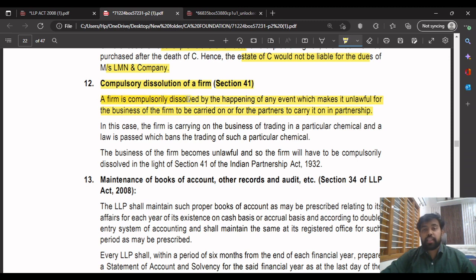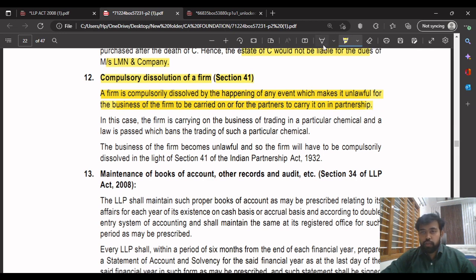A firm is compulsorily dissolved by happening of any event which makes it unlawful for the business of the firm to be carried on, or for the partners to carry it on in partnership. So what does it say? A firm is compulsorily dissolved by the happening of any event which makes it unlawful for the business of the firm to be carried on, or for the partners to carry on the partnership business. And they have mentioned what is there in the case. In the instant case, the business of the firm became unlawful, so the firm will have to be compulsorily dissolved as per section 41. So that is question number 12.